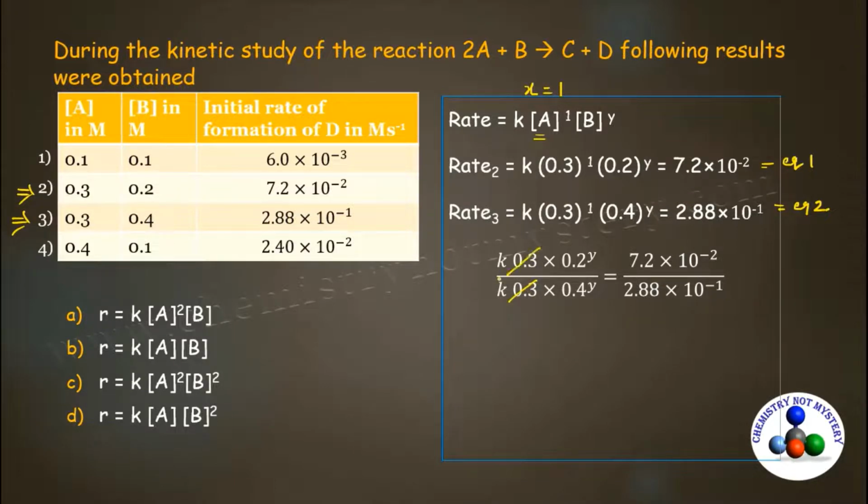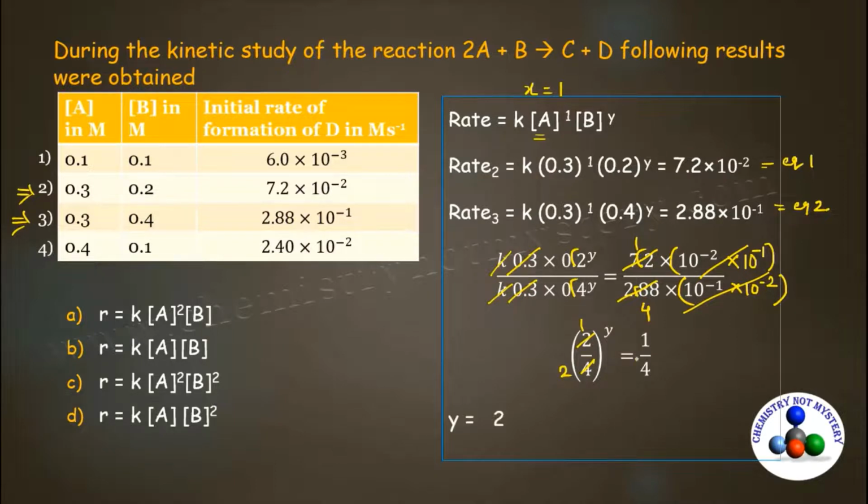0.3, 0.3 will get cancelled out, k will get cancelled out with the k, and here when you remove this decimal point, you will get 10 raised to minus 1, and when you remove this decimal point, you will get 10 raised to minus 2. And this decimal point will get cancelled out with this decimal point. This term will get cancelled out with this term, and here when you divide it, you will get 1 by 4. So you will get 2 by 4 raised to the power y is equal to 1 by 4. Here you can divide it and you will get 1 by 2 raised to the power y is equal to 1 by 4. That means the value of y will be equal to 2.